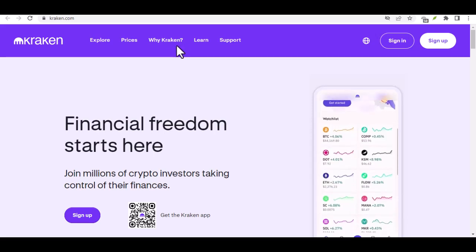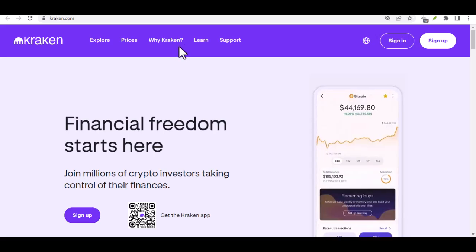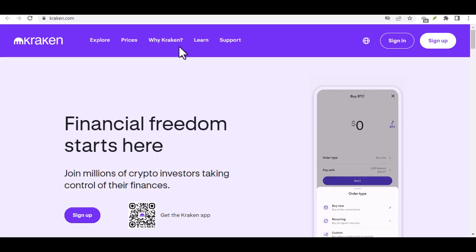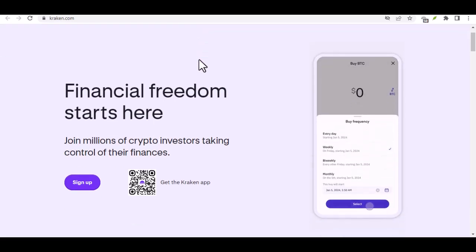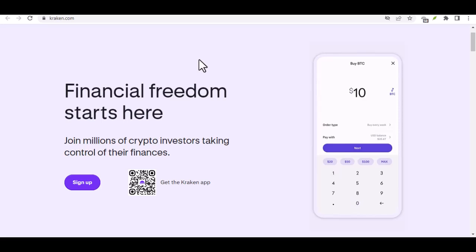Have you ever wondered how to receive USDT on Kraken? It's a common question, especially for those new to the world of cryptocurrency. In this video, we'll break down the process step by step, making it easy even for beginners to understand.